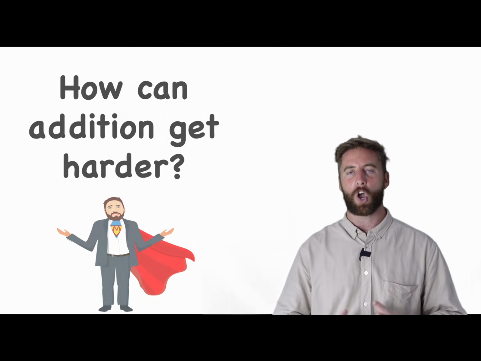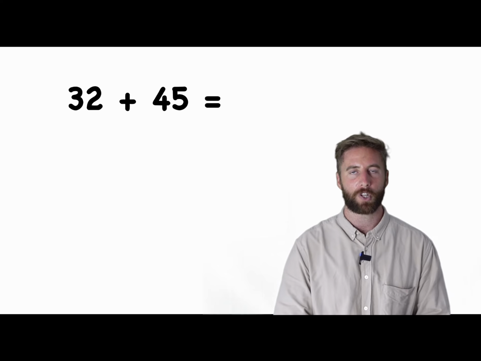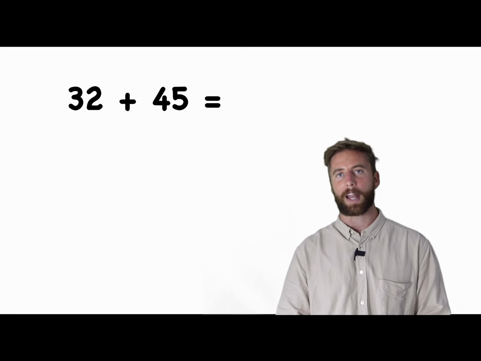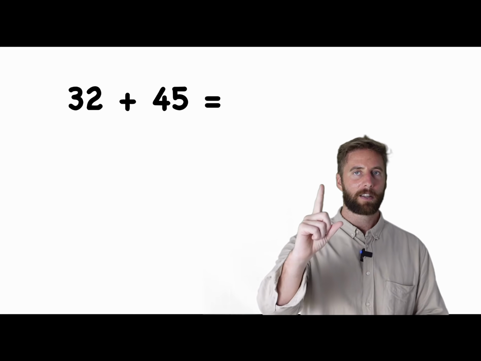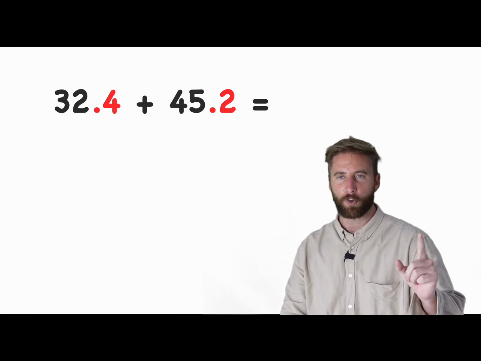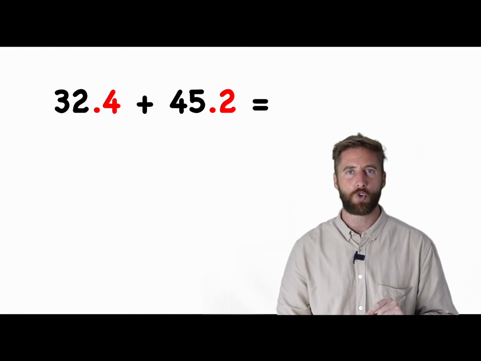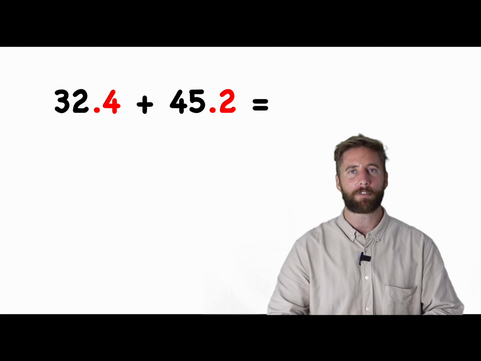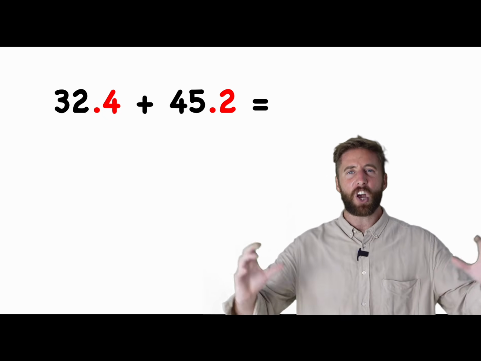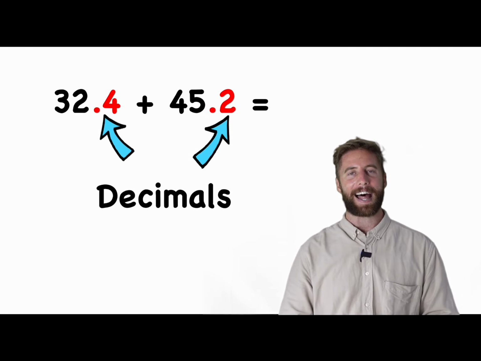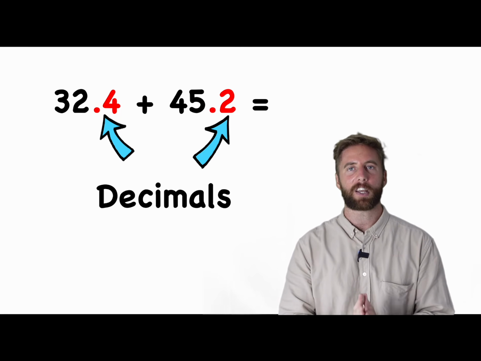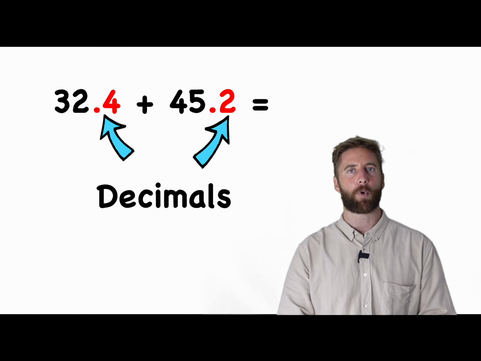Okay, here we go. I'm going to give you a different question. What if I said I wanted you to add 32 plus 45? But it's not just 32 and it's not just 45, it's 32.4 and 45.2. Dun dun dun! Oh dear, this is new. Now we are looking at decimals, a digit that comes after a decimal point and after our ones.